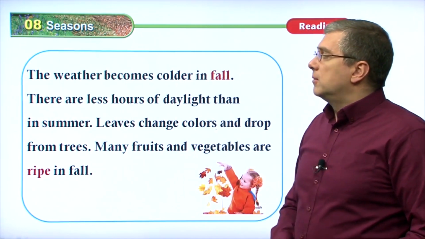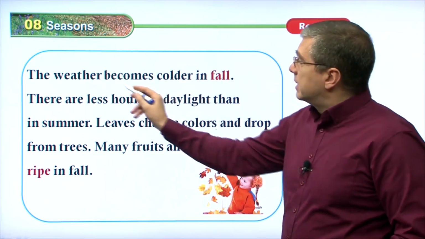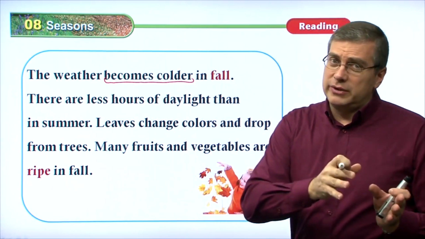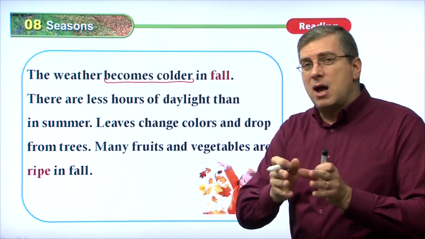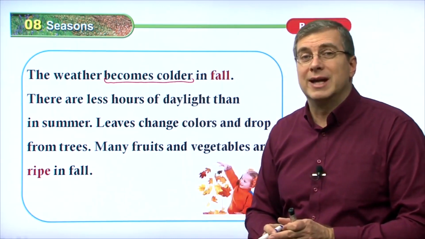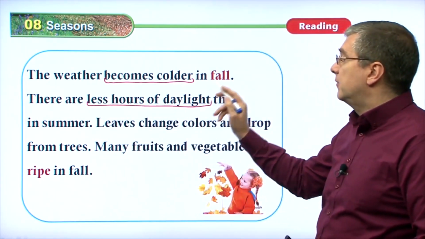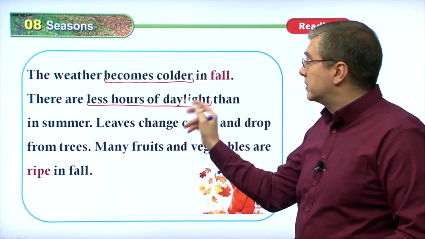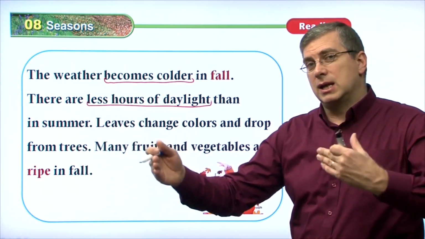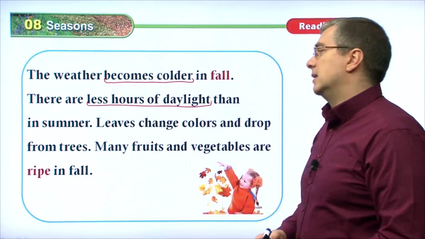Okay, let's talk about fall. What are the different features or characteristics about fall? Well, one is that the weather becomes colder. Summer is over. It's very hot in summer, but now the weather is becoming colder. There are fewer hours of daylight. That's another feature of the fall, right? In summer we had a lot of daylight, but now we're getting fewer and fewer hours of daylight than in the summertime.